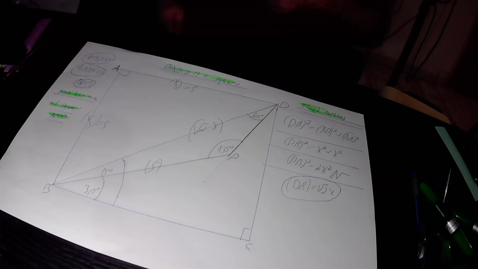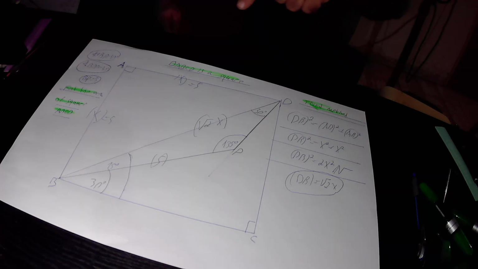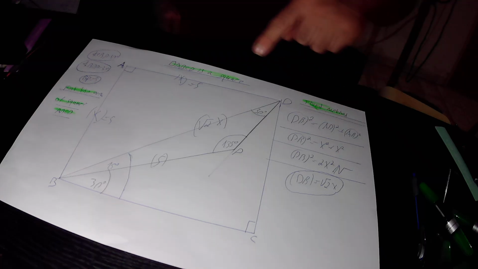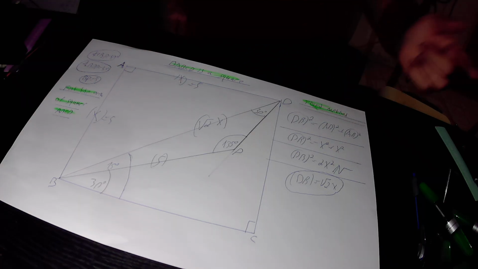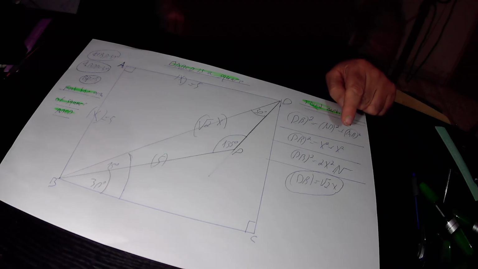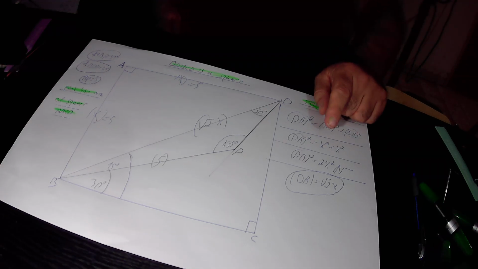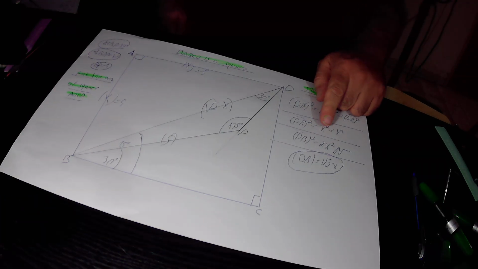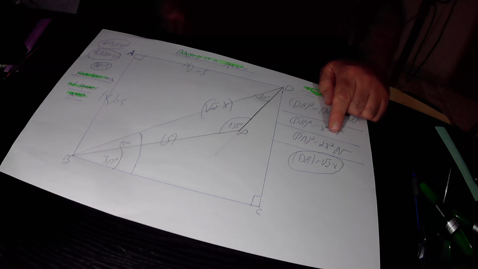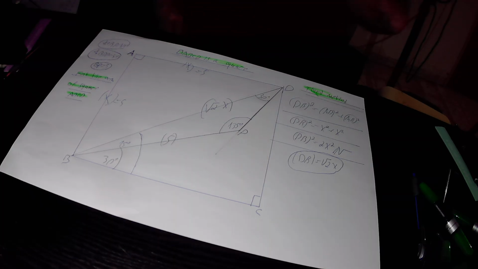DB is the missing side, so DB squared equals DA squared. DA is x, therefore DA squared is x squared, plus AB squared. AB is x, so AB squared is also x squared. So in total, we found out that DB squared equals x squared plus x squared. X squared plus x squared is 2x squared, so DB squared equals 2x squared. Here we took the square root of this equation and found out that DB equals the square root of 2 times the square root of x squared. The square root of x squared is x. So in total, DB equals the square root of 2 times x units in length.